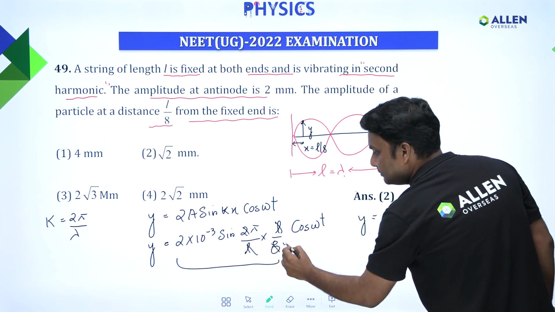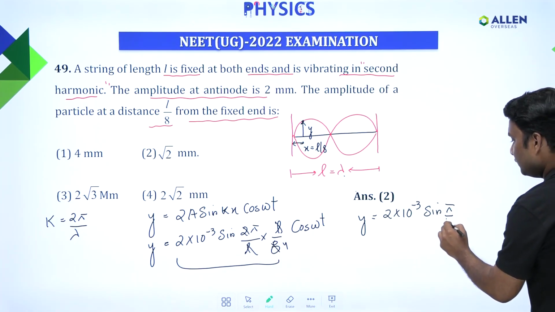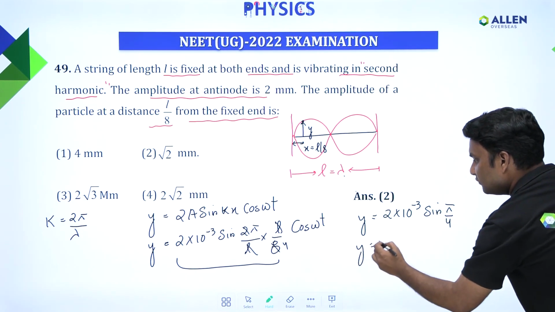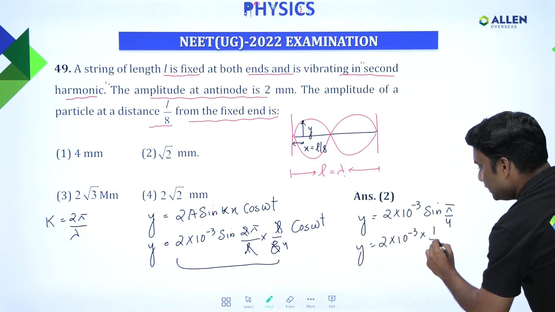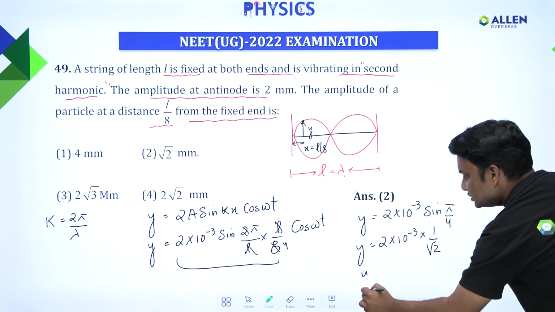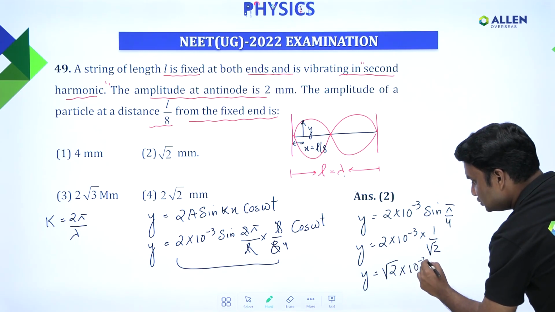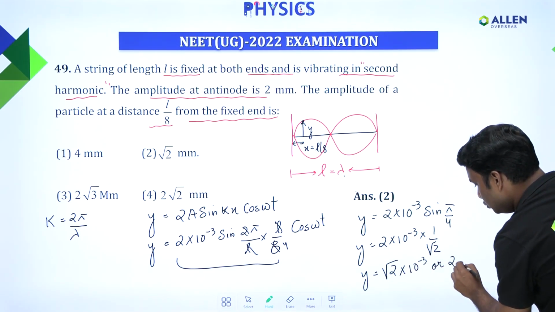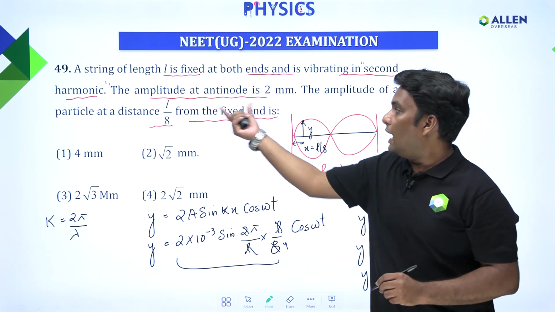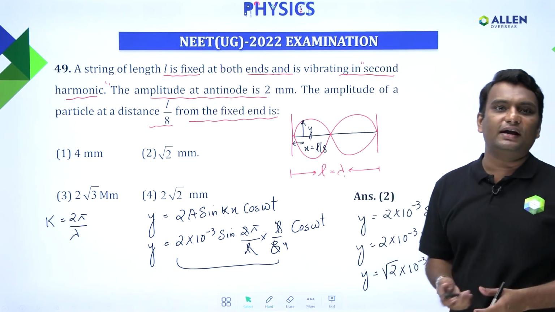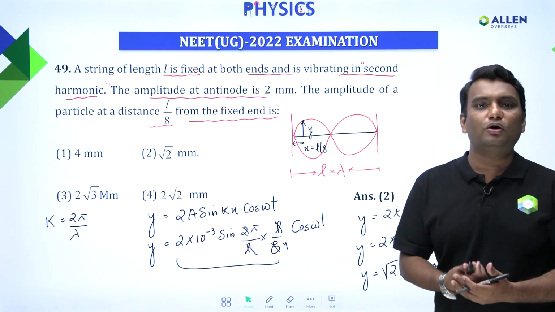This is going to get cancelled, pi by 4. So sin pi by 4. Once we substitute the value of sin pi by 4, that is equivalent to 1 by root 2. So the final expression that we get is root 2 into 10 power minus 3, or root 2 mm. This way we can calculate the amplitude of the particle which is located at a distance L by 8. So this is the final expression. I hope you are able to understand this.